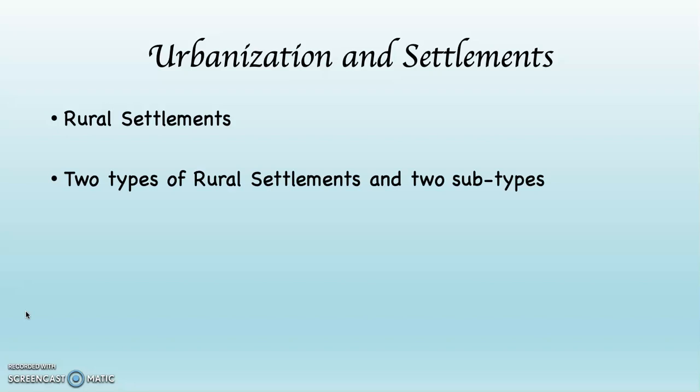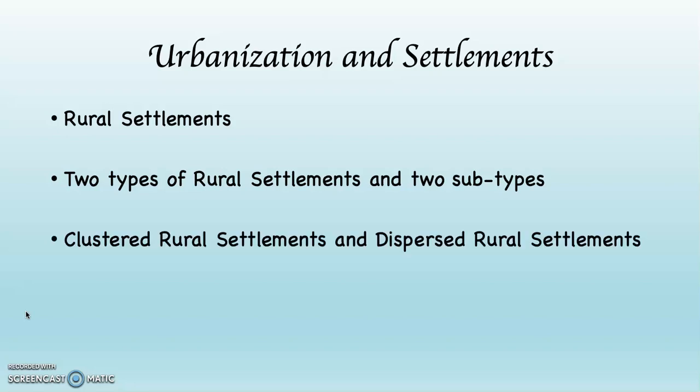There are two types of rural settlements and then two subtypes of rural settlements. There is the clustered rural settlement and the dispersed rural settlement. How about if we begin with the clustered rural settlement? With clustered rural settlements, what happens is this. The buildings are located close to each other, and the fields or the farmland spreads out away from the settlement.